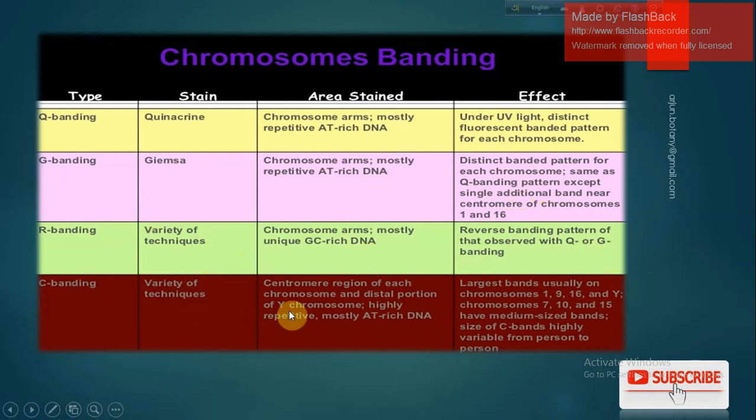And C banding, a variety of techniques, stains the centromeric region of each chromosome and the distal portion of the Y chromosome, because we have already discussed that C banding is stained by the Giemsa. The largest bands are usually on chromosomes 1, 9, 16 and the Y chromosome. Chromosomes 7, 10 and 15 have medium-sized bands. The size of C bands is highly variable from person to person. So this is the comparative analysis of chromosome banding.